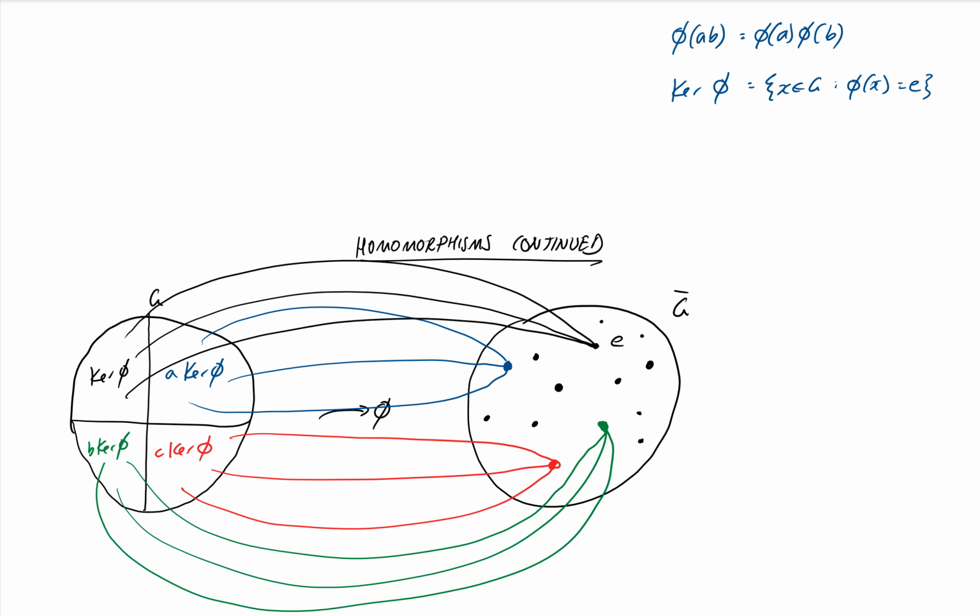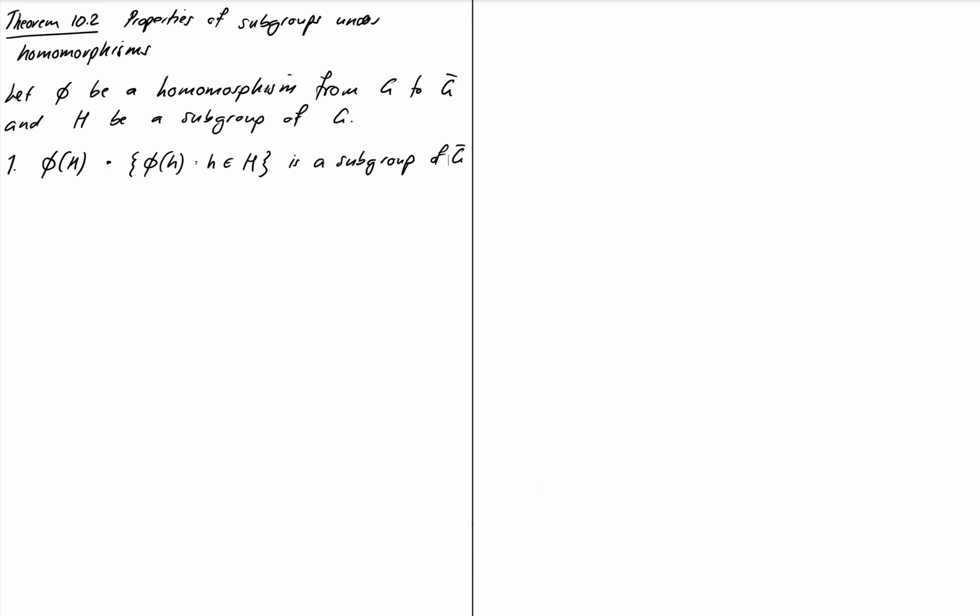So buckle up. Our theorem is going to be called Properties of Subgroups under Homomorphisms. We're going to have a standard setup with phi being a homomorphism from G to G bar, and H being a subgroup of our group G. Our first property is that if I take phi of big H, which means I take everything inside my subgroup, pass it through my homomorphism, and collect all the results together, that set is a subgroup of G bar.